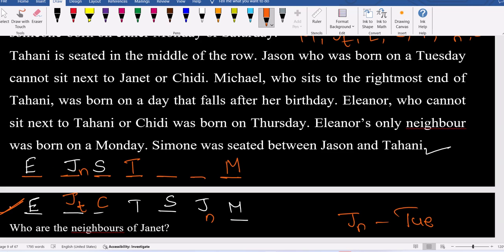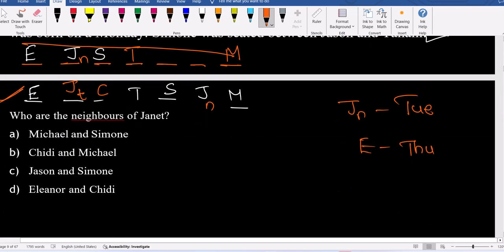Eleanor's only neighbor was on Monday. So we are fixing this arrangement. Jatan will be on Monday. If Jatan is on Monday, Jason is not a neighbor on Tuesday, and Eleanor is Thursday. So there is no clash. The neighbors are not on adjacent days.